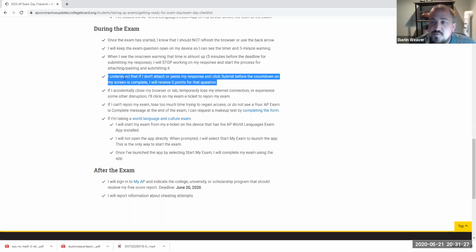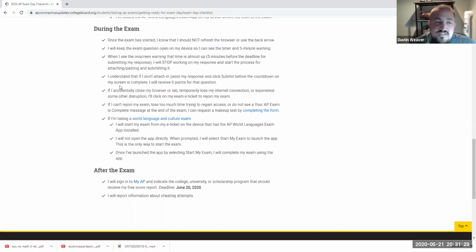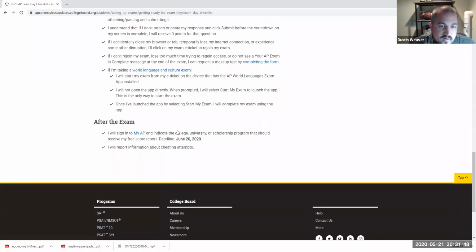If you don't submit your response, remember you'll get 0 points for that question, so you want to make sure you submit it. If you accidentally close the browser or tab or lose internet connection, you can get your exam ticket back and you can rejoin your exam. If too much time went by, then there is a makeup exam form, but the makeup exam is 2 weeks later and is completely different questions as well.